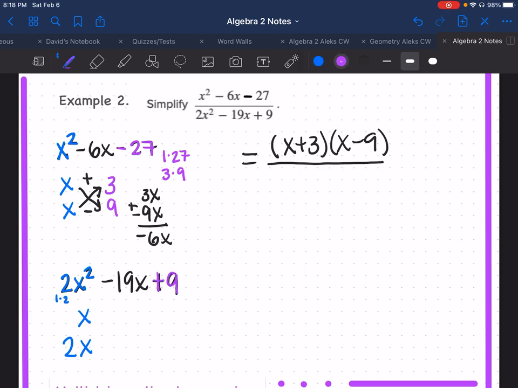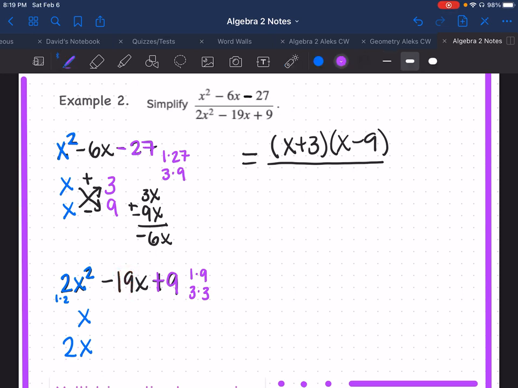It is positive. I have a choice of 1 times 9 or 3 times 3. Now remember, you want to make a smart choice, so you have to look at your B term. 3 plus 3 is 6, but I need 19. 1 plus 9 is 10. That's a lot closer to 19 than 6. So I'm going to try the 1 and the 9.